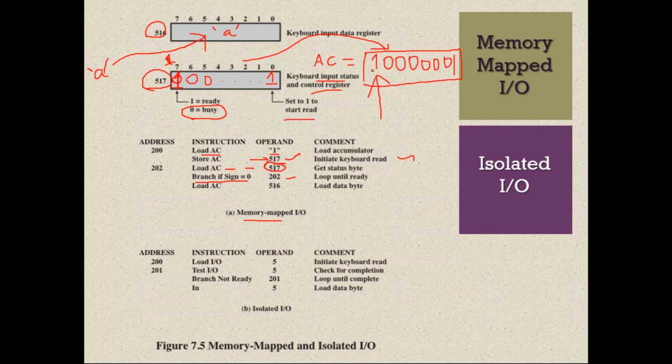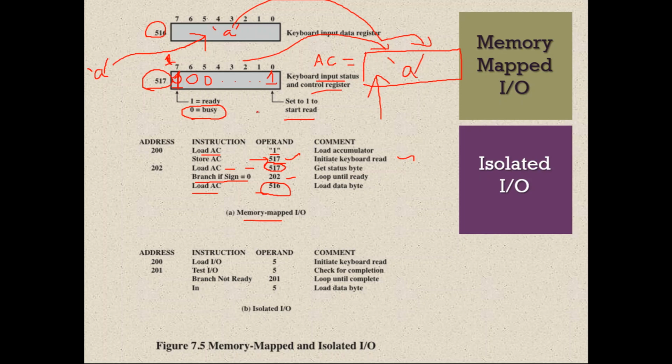So it means data is available, right? So now you check: branch if sign is equal to 0. Is the sign 0? No, it's not 0. So then what will happen? Load accumulator from 516. What is 516? 516 is the data register. So this A will now come into the accumulator. Now this address is replaced in the accumulator. Whatever data we have read, that A will come into the accumulator. Okay, so this is how data is read from the keyboard using memory mapped IO, right?